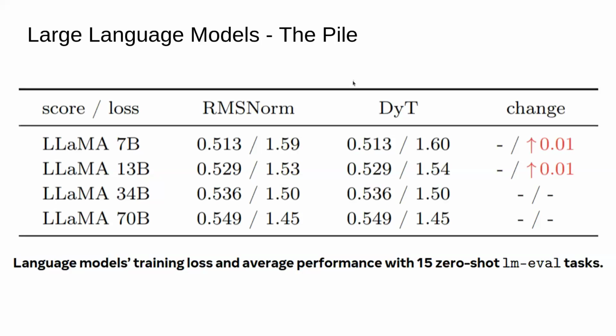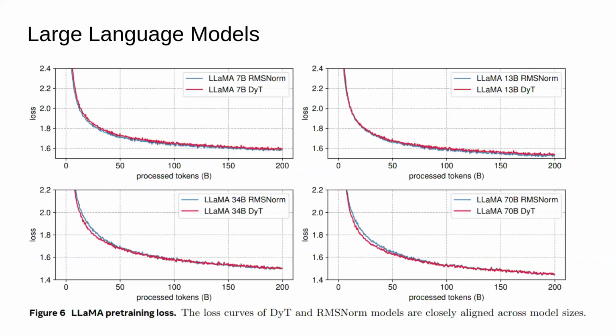For large language models, it's even more the same. It's like 0.01. So they do LLaMA, different parameter sizes of LLaMA that they train from scratch and evaluate on zero-shot evaluation tasks and compare it to RMSNorm, because I guess LLaMA uses RMSNorm, not layer norm. And yeah, you get the same again. And then here you can look at the loss curves.